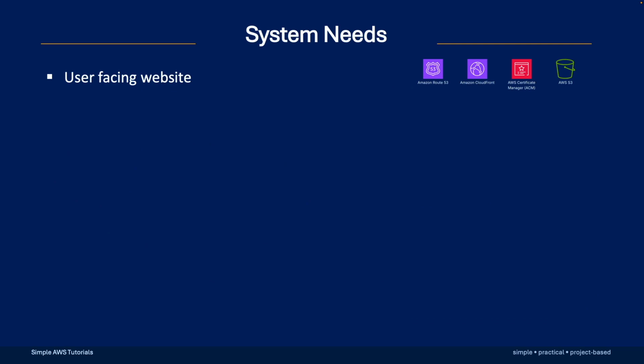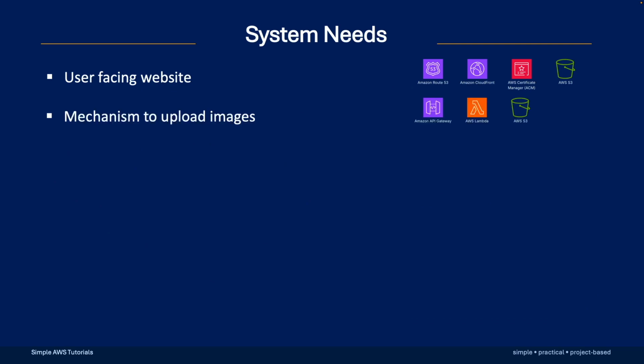The website is going to be pretty basic: HTML, JavaScript, and CSS. And those files we are going to host in S3. We are going to use Route 53 to create our custom domain, and we are going to use ACM to enable HTTPS. And CloudFront is for the distribution.